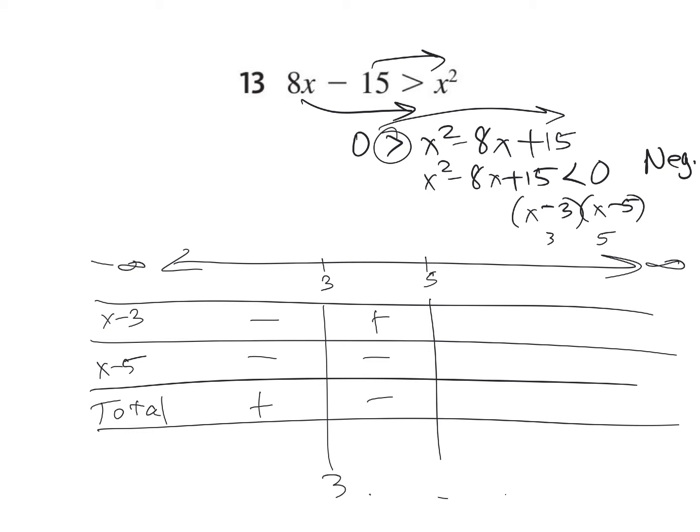So from 3 to 5, not including either one. These are open dots here. There's no equal sign. That's going to be shaded. Okay, so from 3 to 5. All right, so now we check past 5. Let's try 6. 6 minus 3 is positive. 6 minus 5 is positive. Multiply together, give us positive. So 3 to 5 is our answer. Let's take a look at the answer key.